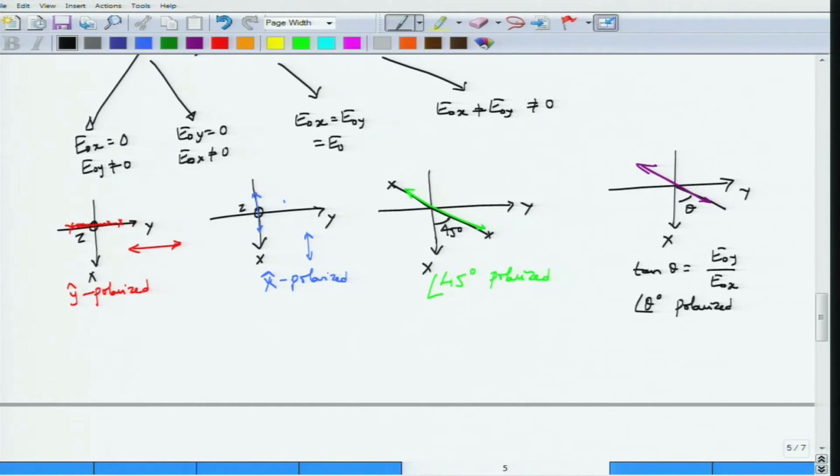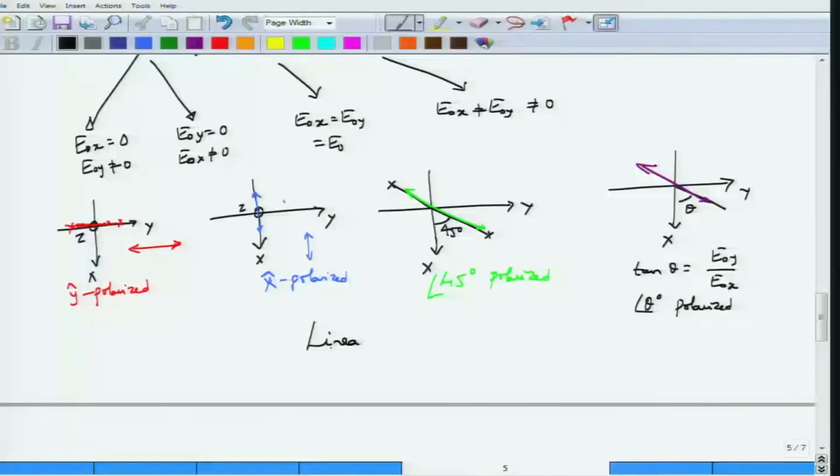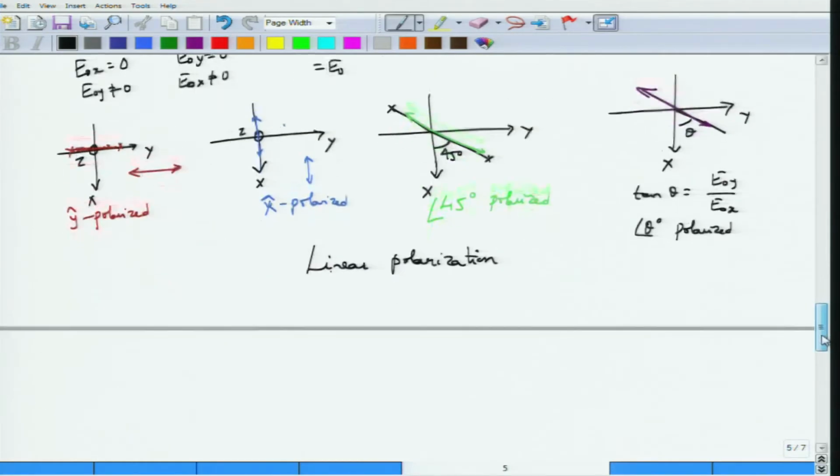In all these cases, when the phase difference between the electric field components x and y is equal to 0, the tip of the electric field vector was oscillating only in a particular direction. It was in a linear direction. Therefore, this entire thing is called linear polarization.